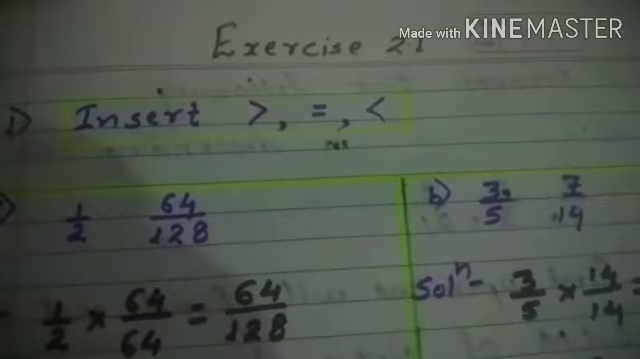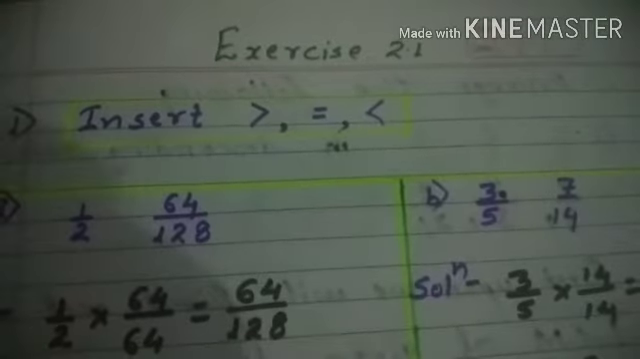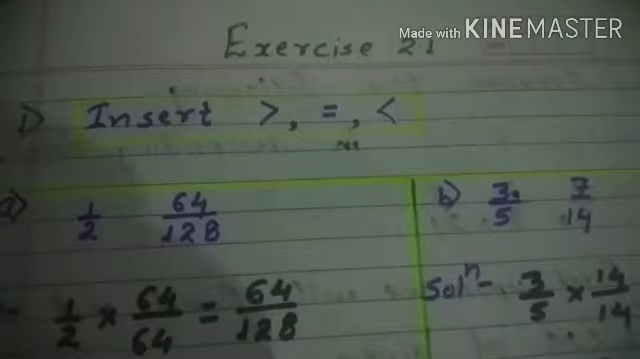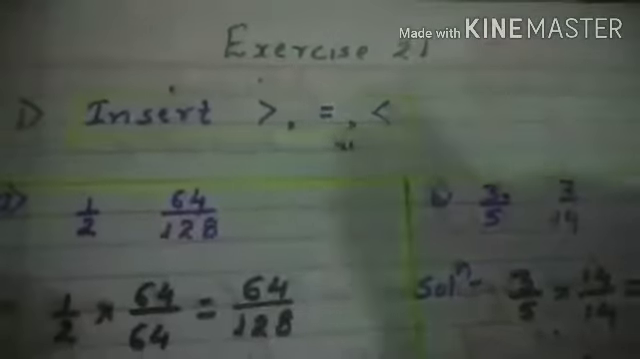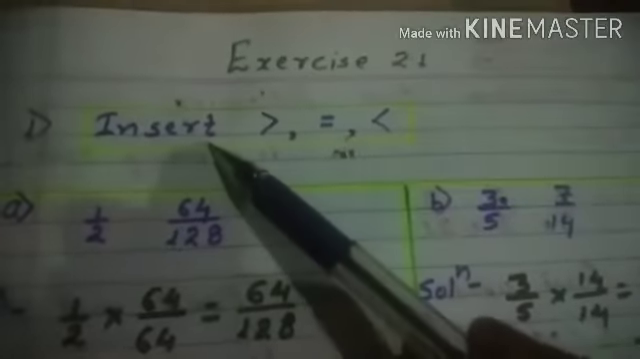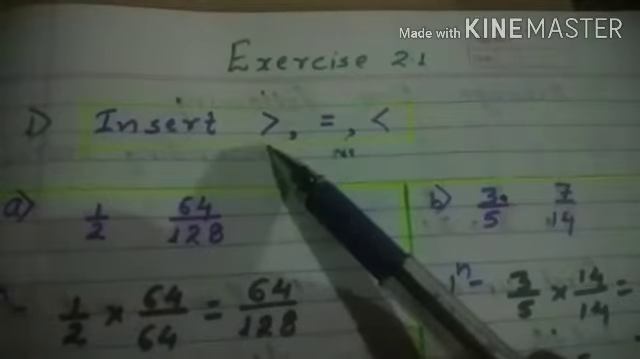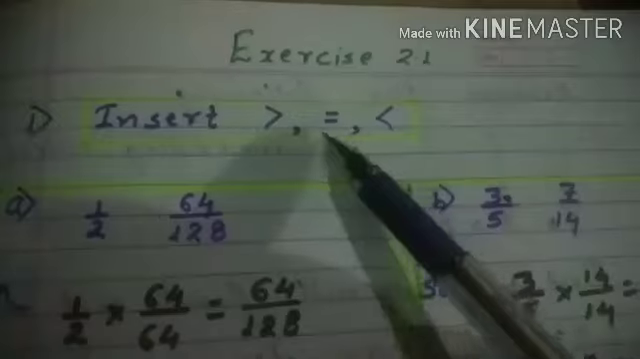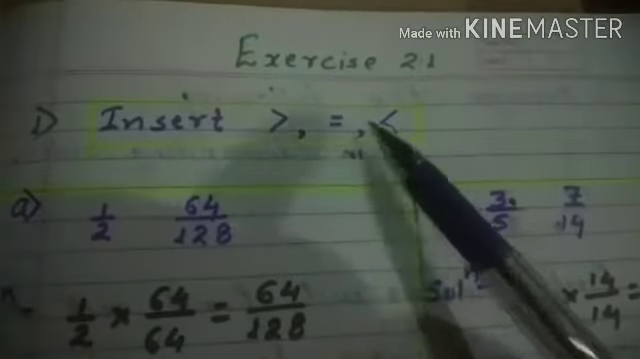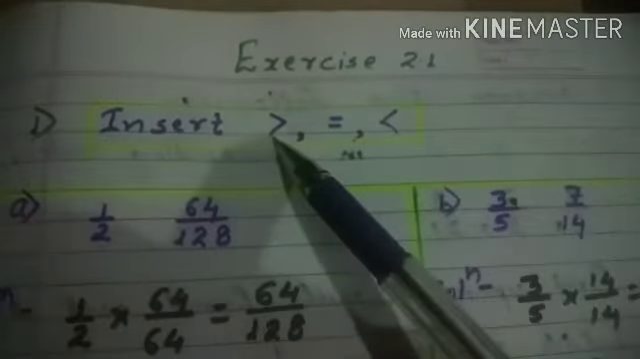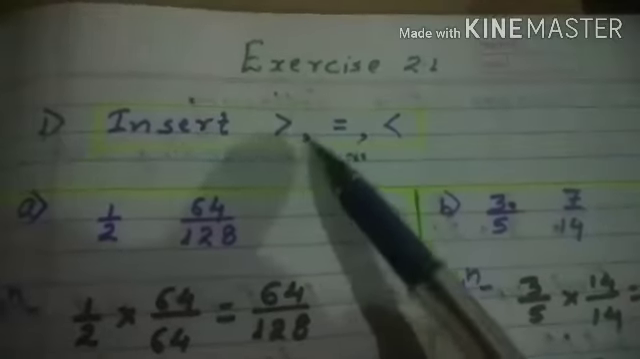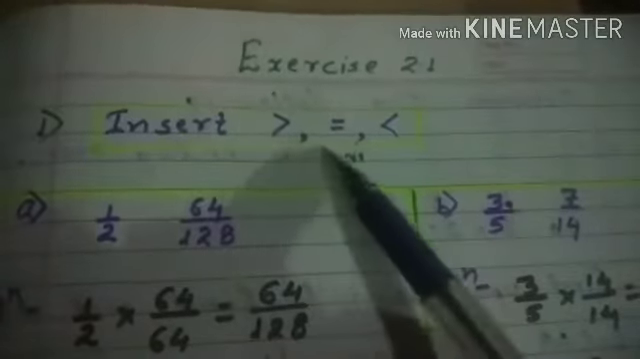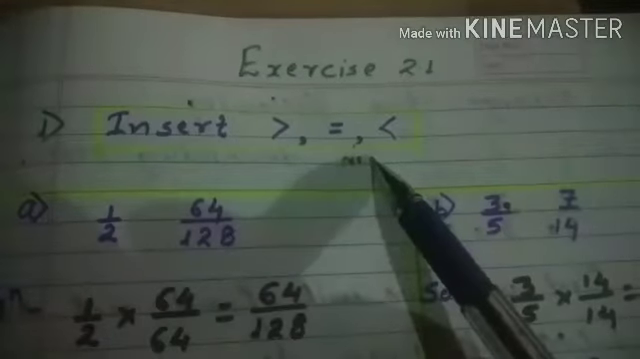Hello students, in this class we will study exercise 2.1. So the first problem of exercise 2.1 is: insert greater, equal or less. Insert the signs greater than, is equal to or less than. We have to put one sign in it.